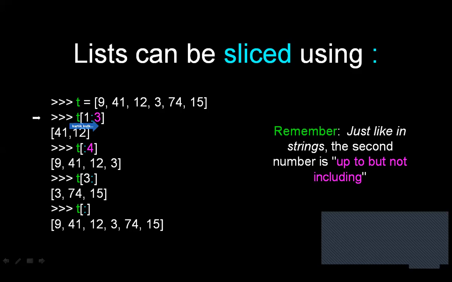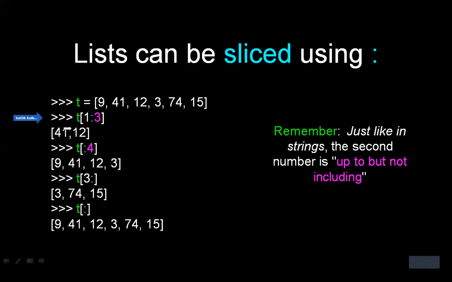Now, what will be the output of this statement? That is important, right? It is T[1:3]. A list can be sliced using the colon. T is the name of the list, 1 is an index number, and 3 is also an index number. So I give T in square brackets as 1 colon 3. Now what will be the output?